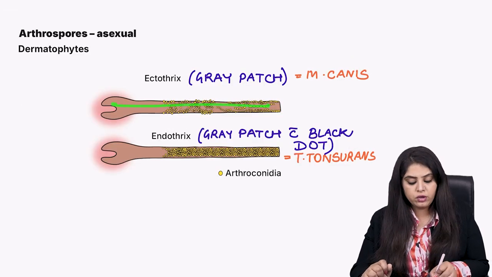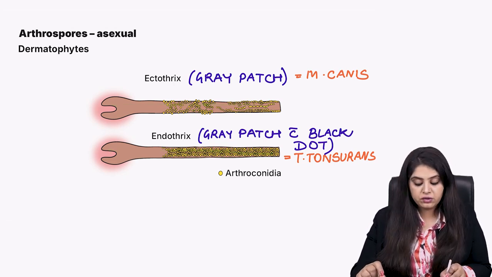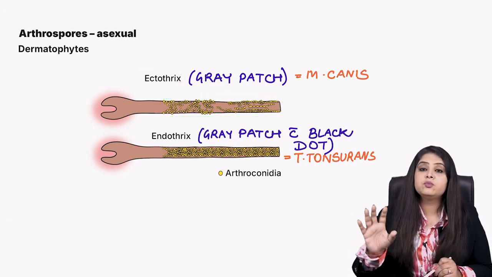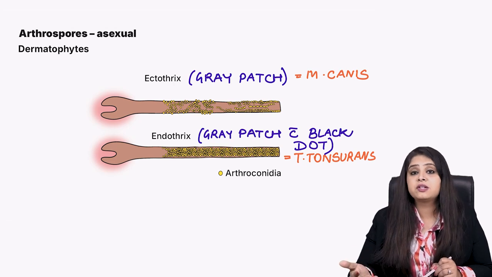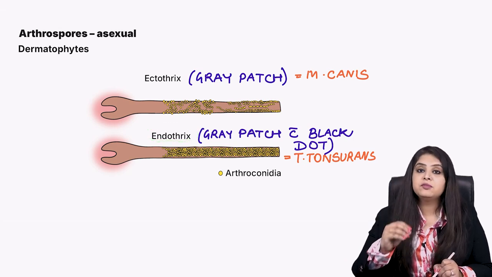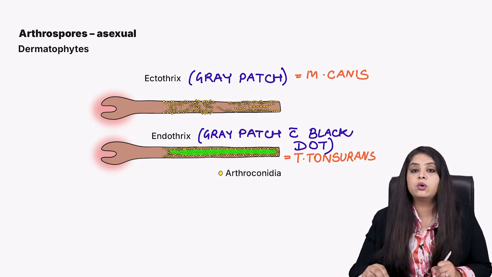What do I mean? So I have drawn 2 hair over here. If there is a presence of these spores on the outer part of the hair, that is known as ectothrix. So that will come to you visually, it will look like a grey patch because hair will start falling also. On the other hand, endothrix will mean that there are some spores present inside, and I can see how they are filling up the entire hair shaft also.